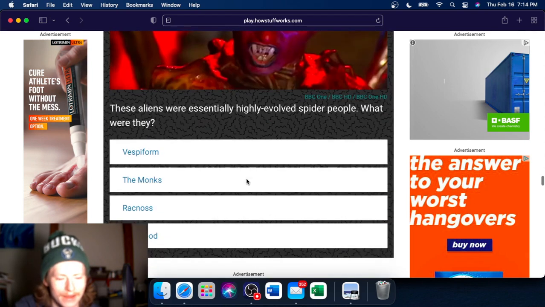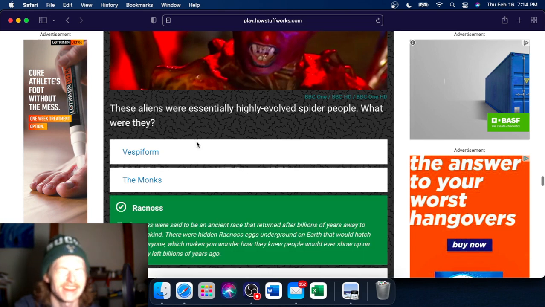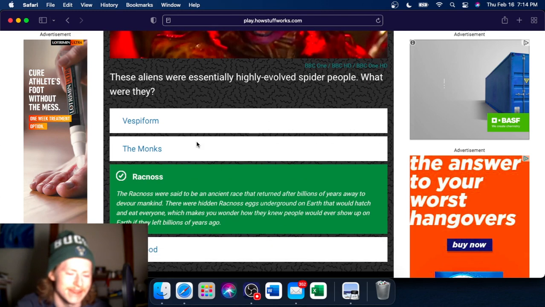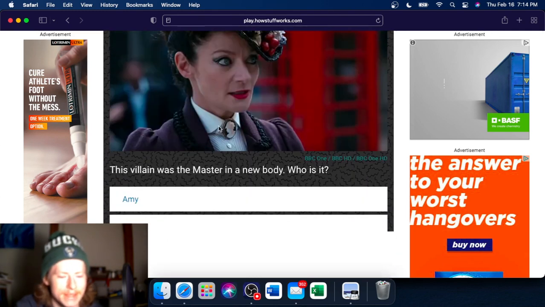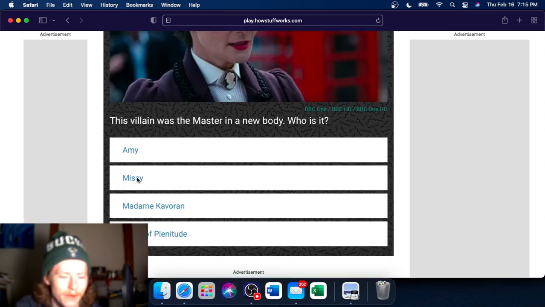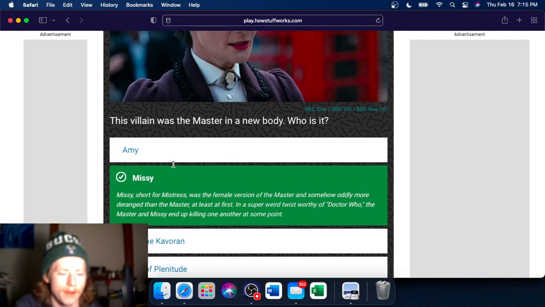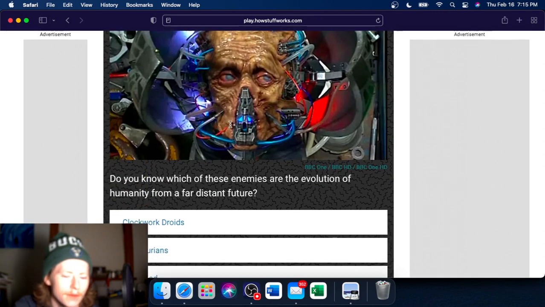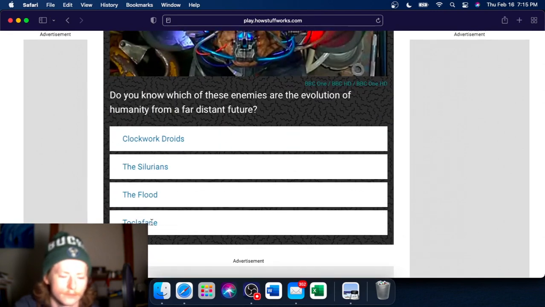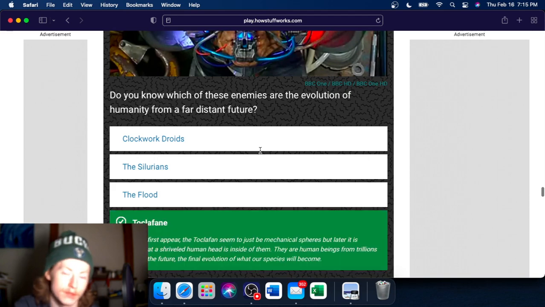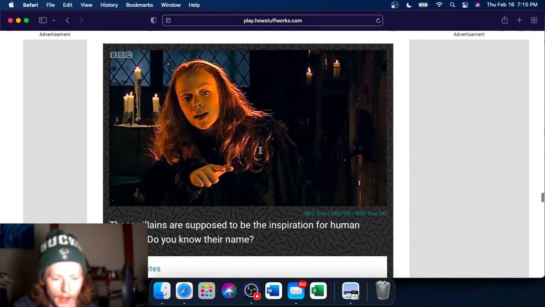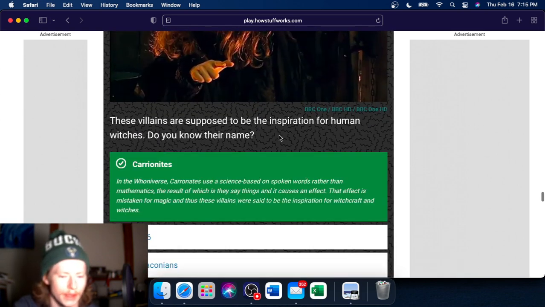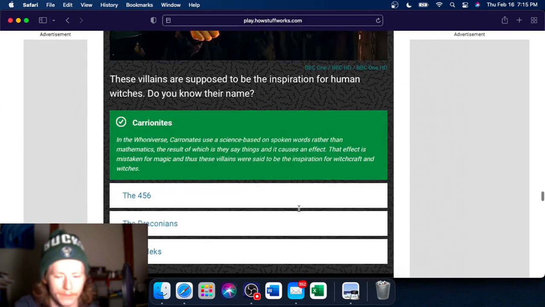That is the Racnoss. And its cousins are called the Skithra from Series 12, Nikola Tesla's Night of Terror. That would be Missy. That would be Amy Pond. Amy Pond is probably more of a villain, in my opinion, than Missy. I won't elaborate. Those are the Toclafane. I can't remember the kid's name, but the creatures are called the Toclafane. Those are the Carrionites, also known as the creatures that were destroyed by J.K. Rowling.